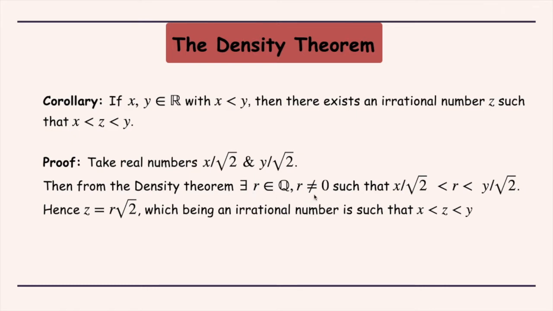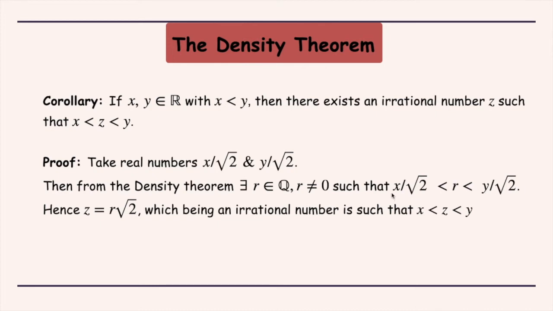number r which is not 0. Why do we say it is not 0? Because we had already taken x to be positive, so x by root 2 is also a positive number, and similarly y by root 2 is a strictly positive number. So this r also cannot be 0, it has to be strictly positive again, such that x by root 2 is less than r, and that is further less than y by root 2.